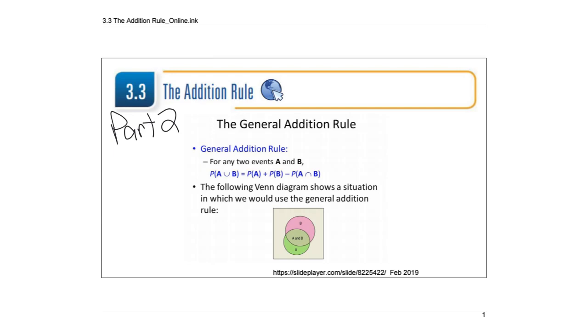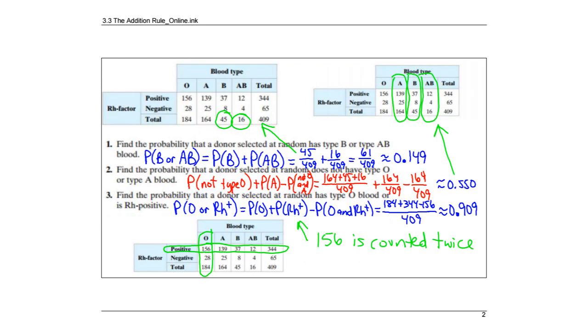All right, let's finish up 3.3. This is 3.3 part 2. I know there's a lot going on this page, but we're just looking at our blood types again.